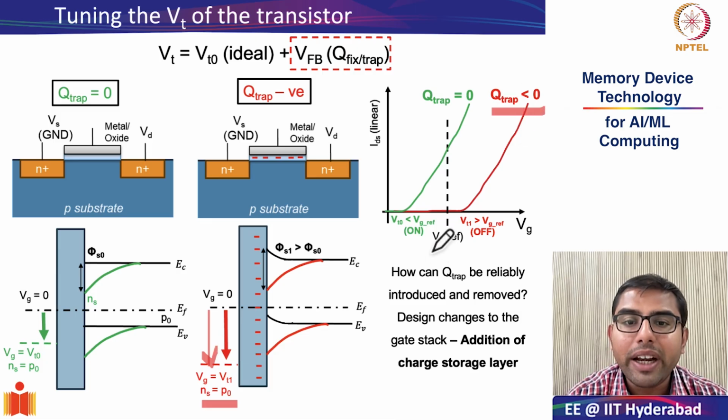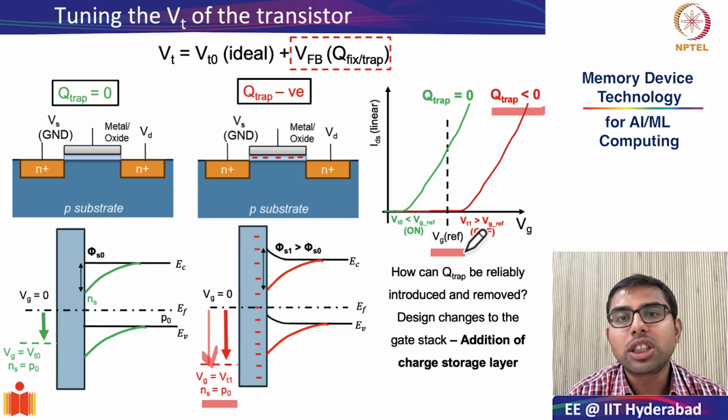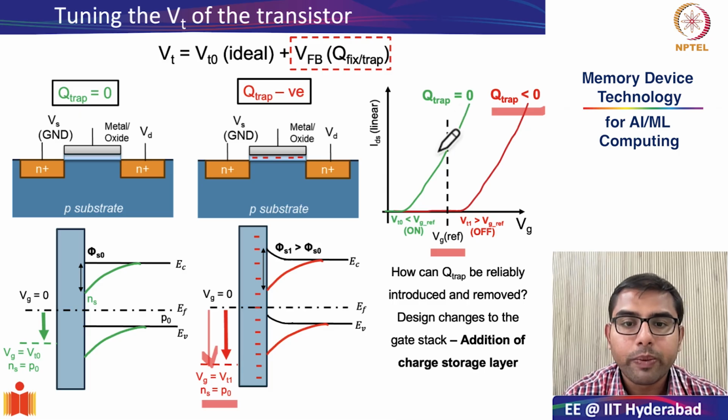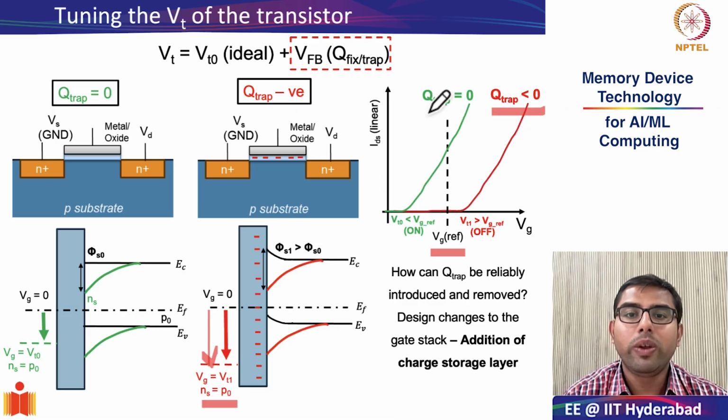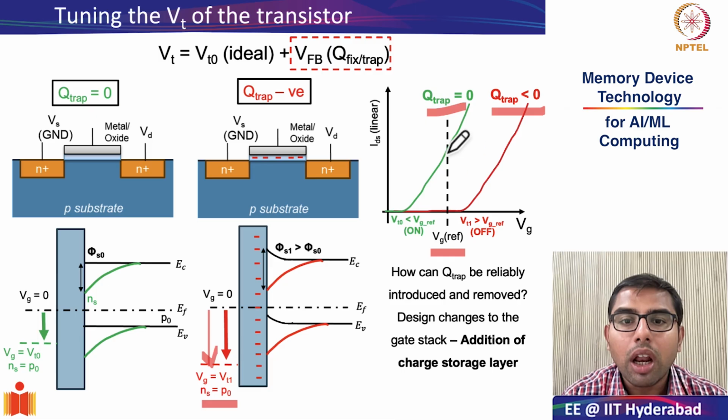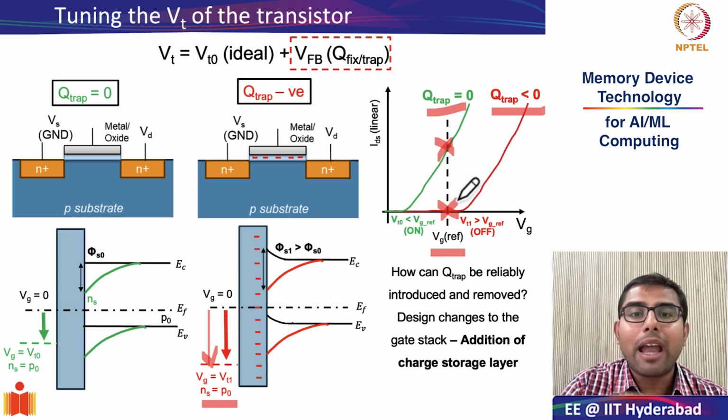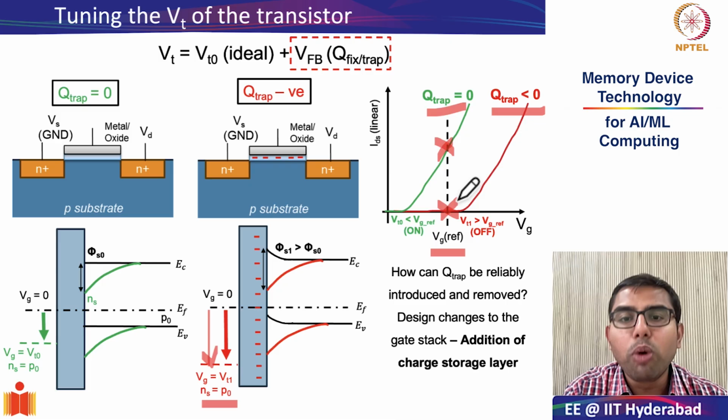So if you have a predefined reference voltage on the gate voltage axis, the transistor without any trap charges will be at an on state at the given reference voltage, and for the one where there are negative trap charges, the transistor will be in the off state. And by reliably being able to introduce trap charges and removing trap charges, you will be able to transform a transistor device into a memory device.